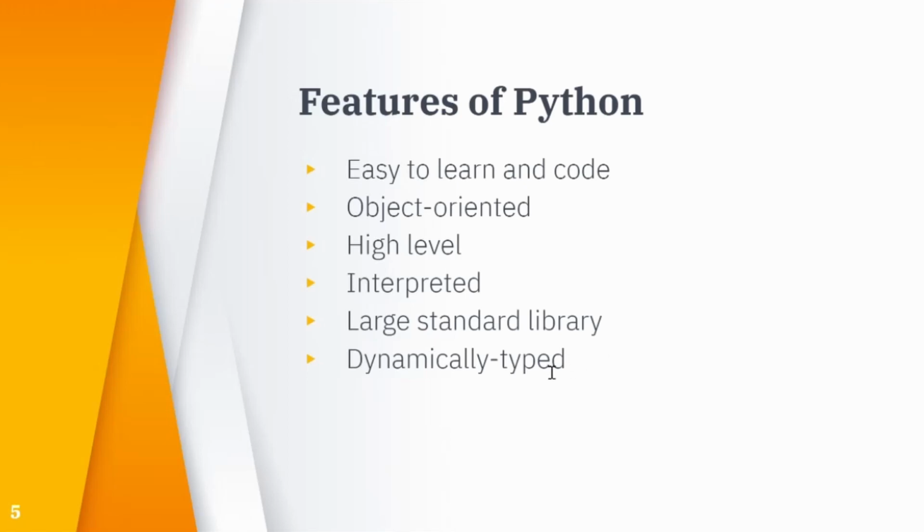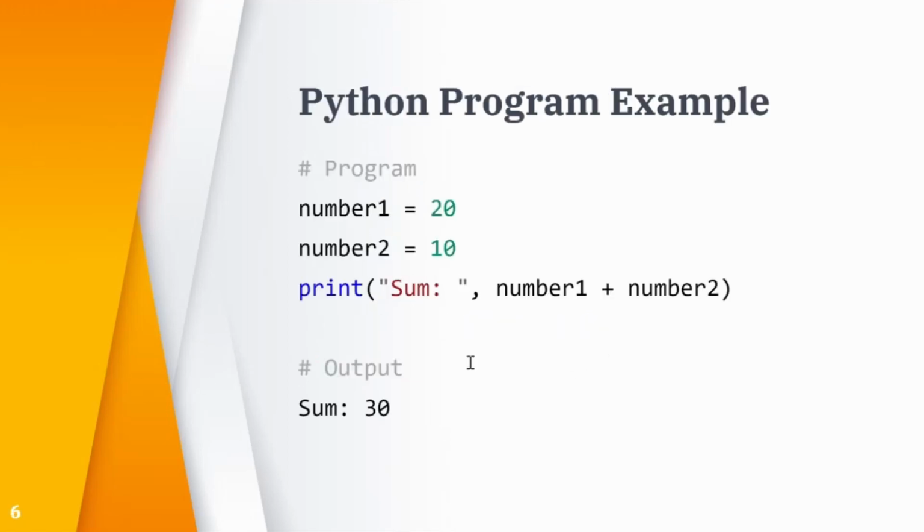And finally, it's dynamically typed, which let's explain here. So in other languages, you have to declare what data type the variable is. So like I could put int number1 equals 20, but Python's dynamically typed, so that's determined at runtime. We don't have to explicitly say, oh, this is an integer, which is a cool feature about it.